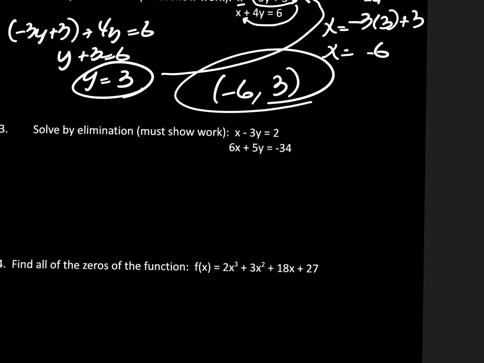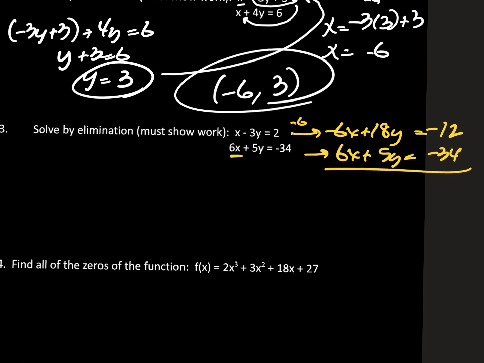Number 13, solve by elimination, means I need to make one of my variables disappear. It looks like it's going to be the easiest thing to make that 6x go away. So I'm going to multiply the whole top by negative 6. So I'm going to get negative 6x plus 18y and negative 12. And I'm going to bring this one straight over. I'm just going to add those equations together. The 6x's are gone. That leaves me 23y. Over here is negative 46.